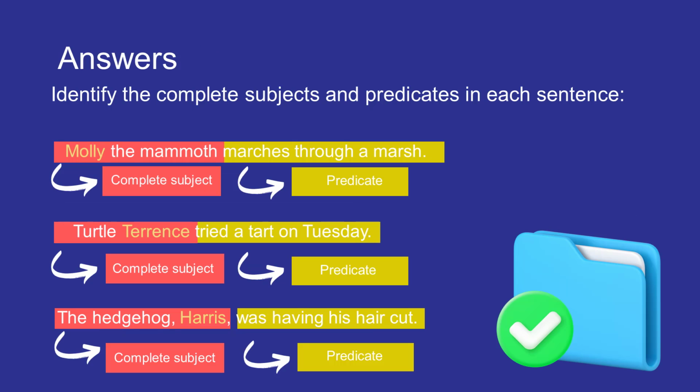Here we have Molly the mammoth is the complete subject. Molly's the simple subject. Turtle Terrence is the complete subject. And Terrence here is the simple subject because Turtle is actually modifying Terrence in this case. Then we have the hedgehog Harris is the complete subject for the last sentence here. After that, we have a verb in each of these sentences and further information, and that is the predicate for each sentence.